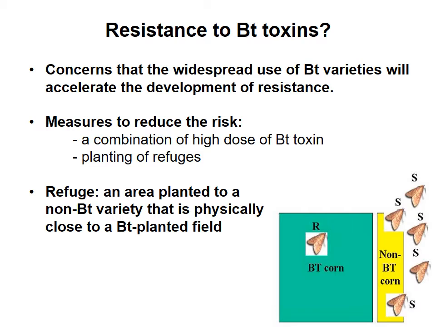Beginning in 2000, the EPA required that farmers growing Bt corn must plant at least 20% of their total corn acreage to a non-Bt variety, as you can see pictured here. And the rationale behind this is that the few Bt resistant insects surviving in the Bt field would likely mate with susceptible individuals that have matured in the non-Bt refuge. Thus, the insect genes for resistance to Bt would be swamped by the susceptible alleles. Whether this strategy will work or not still remains to be seen.